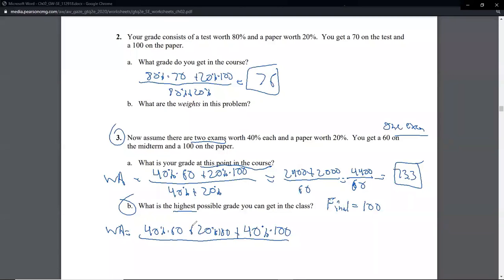Okay, so divided by the sum of the different weights, the 40% from the midterm, the 20% for the paper, and the 40% for the final. So we do have everything completed at this point.